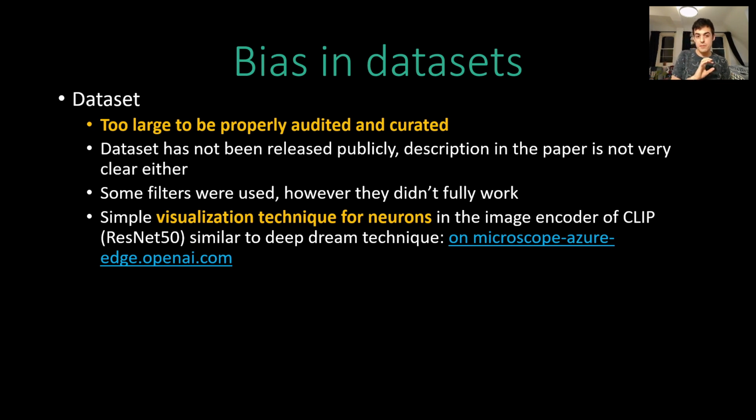They state that some filters were used to protect the downloaded data against not safe for work images. However, that didn't fully work. How do we know? Because we don't have access to the dataset or the list of web pages it was scraped from. But there is a simple visualization technique, again based on something like Deep Dream, where from the whole network you select one neuron, and then you get the images, get whatever input noise looks like what this neuron would be firing on.